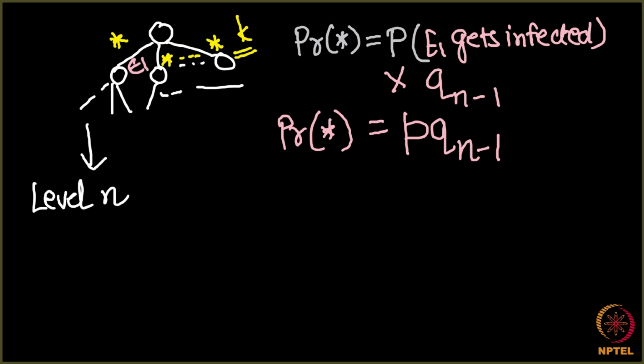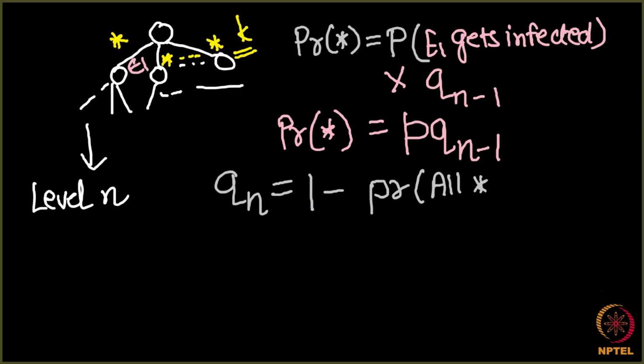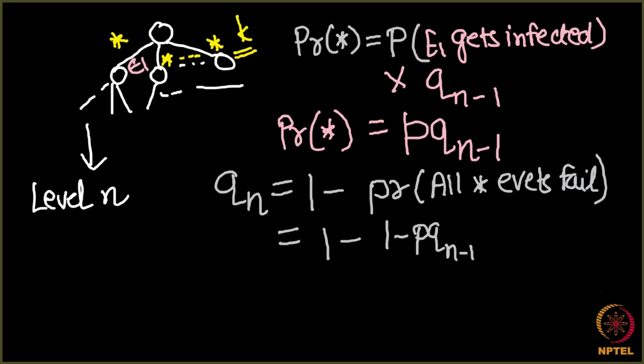So I can write Qn. Qn was my probability that my infection reaches level n. And for reaching level n, it has to go through one of these star events. So can I write Qn as 1 minus the probability that all star events fail? Okay. Now, what is the probability that all of the star events fail? What is the probability that the first star event fails? The probability that the first star event succeeds is this. The probability that the first star event fails will be 1 minus this. So it is 1 minus PQn minus 1.